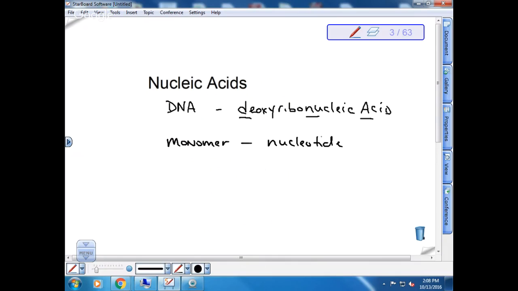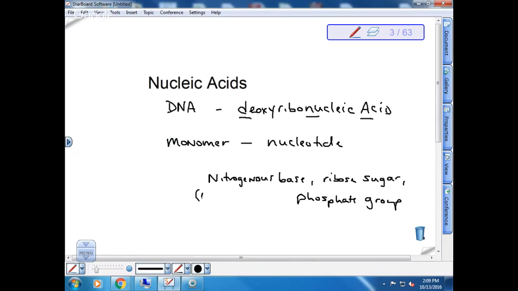And a nucleotide has three components to it. It has a nitrogenous base, and that means that there's nitrogen in it. It actually has an amine group. Remember we talked about organic molecules and the functional groups that were attached to them. It has a nitrogenous base. It has a ribose sugar. And it has a phosphate group. Okay. So the nitrogenous bases are the letters that are sometimes used to designate our genetic material. I'm not going to give you the names yet, but they are A, T, C, and G. So those are just the letters that are used to designate the nitrogenous bases.